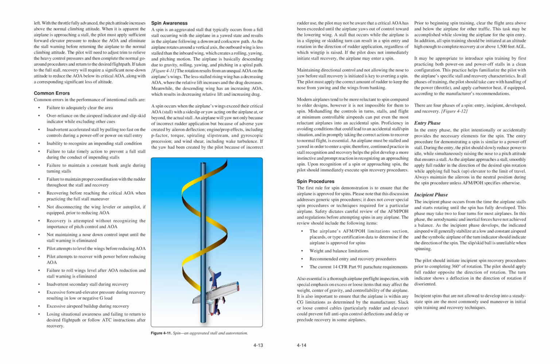With the throttle fully advanced, the pitch attitude increases above the normal climbing attitude. When it is apparent the airplane is approaching a stall, the pilot must apply sufficient forward elevator pressure to reduce the AOA and eliminate the stall warning before returning the airplane to the normal climbing attitude. The pilot will need to adjust trim to relieve the heavy control pressures and then complete the normal go-around procedures and return to the desired flight path.